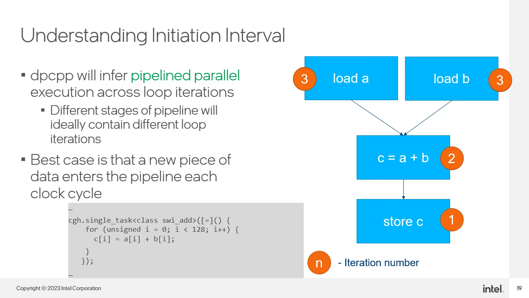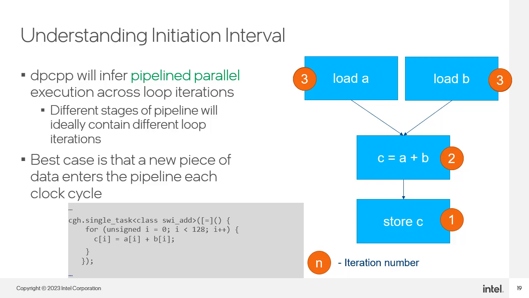The first concept to understand in loop optimization is initiation interval, II. The compiler will infer pipeline parallel execution across loop iterations for your kernel design. The figure shows a simplified pipeline built for the vector addition operation in the example kernel code. There is a representation of the load unit, store unit, and the compute unit. Usually, pipelines that are built consist of hundreds of stages, and these different stages of the pipeline will ideally contain different loop iterations. The initiation interval refers to how often we can feed the pipeline a piece of data.